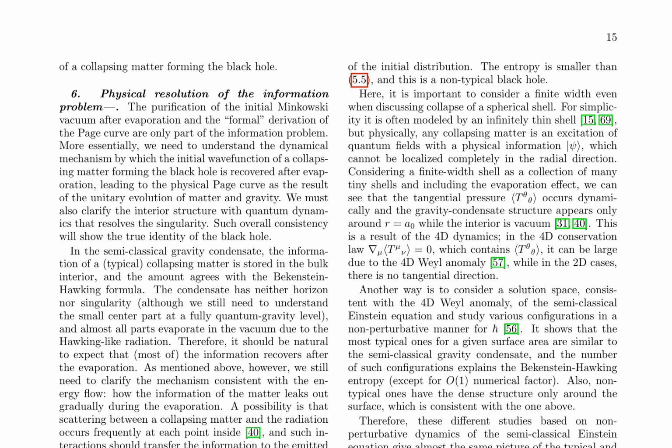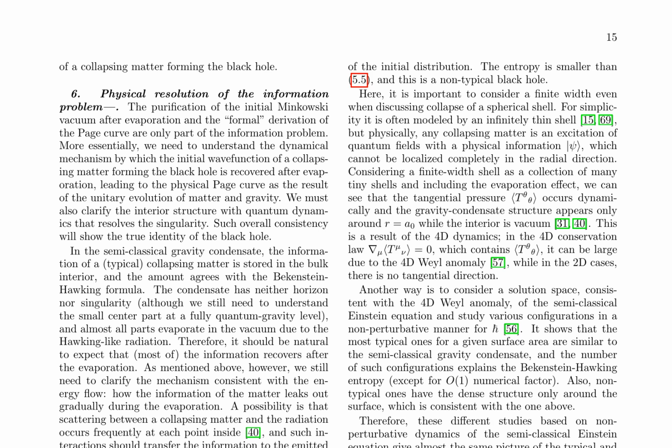In black hole physics, a long-standing information problem persists, revolving around the fate of matter and energy during gravitational collapse. This conundrum is addressed by introducing the semi-classical gravity condensate, where the collapsing matter's information is stored in the bulk interior, consistent with the Bekenstein-Hawking formula. Notably, this condensate lacks a horizon and singularity, with most of its components undergoing evaporation via Hawking-like radiation.